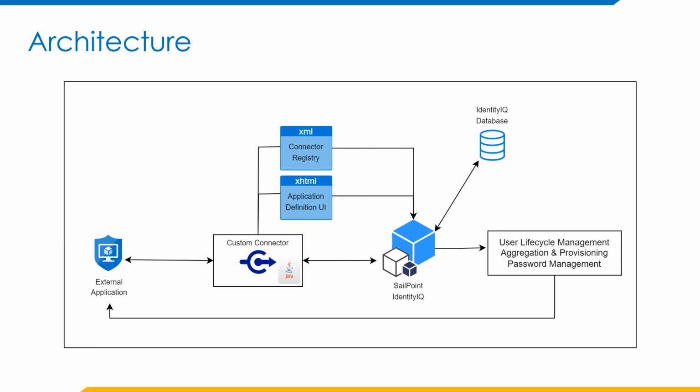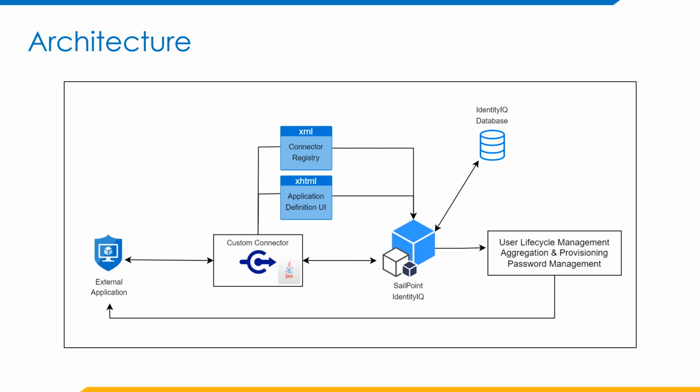Let us understand the high-level architecture of the custom connector and its working here. Any external application can be connected and managed by SailPoint IdentityIQ by custom connector. The custom connector acts as a bridge in between the external application and IdentityIQ. It allows IdentityIQ to connect to the external application and perform read and write activities on the external application such as aggregation, provisioning, user lifecycle management, password management, access management, etc. Custom connector is built internally containing the logic to perform all these activities.